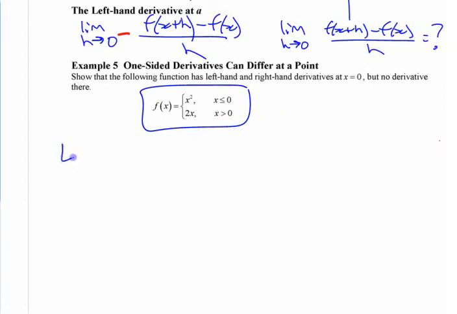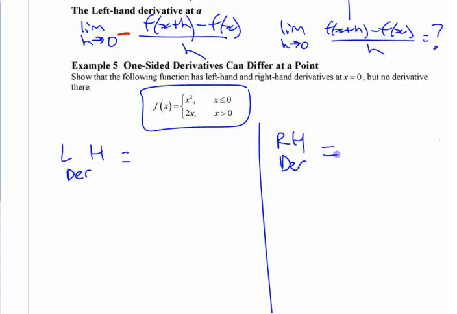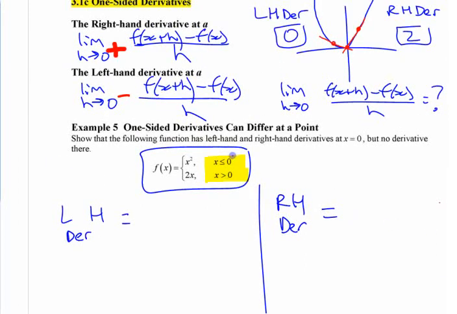The left-hand one is easier to do than the right-hand one. Left-hand derivative, I want you to work it out using the definition. And then I want you to work out the right-hand derivative using the definition. The right-hand derivative is a little bit more tricky because you have to think about which function applies at the point and which function applies to the right or left of the point. Notice how this is defined. At 0 and to the left of 0, this function applies.